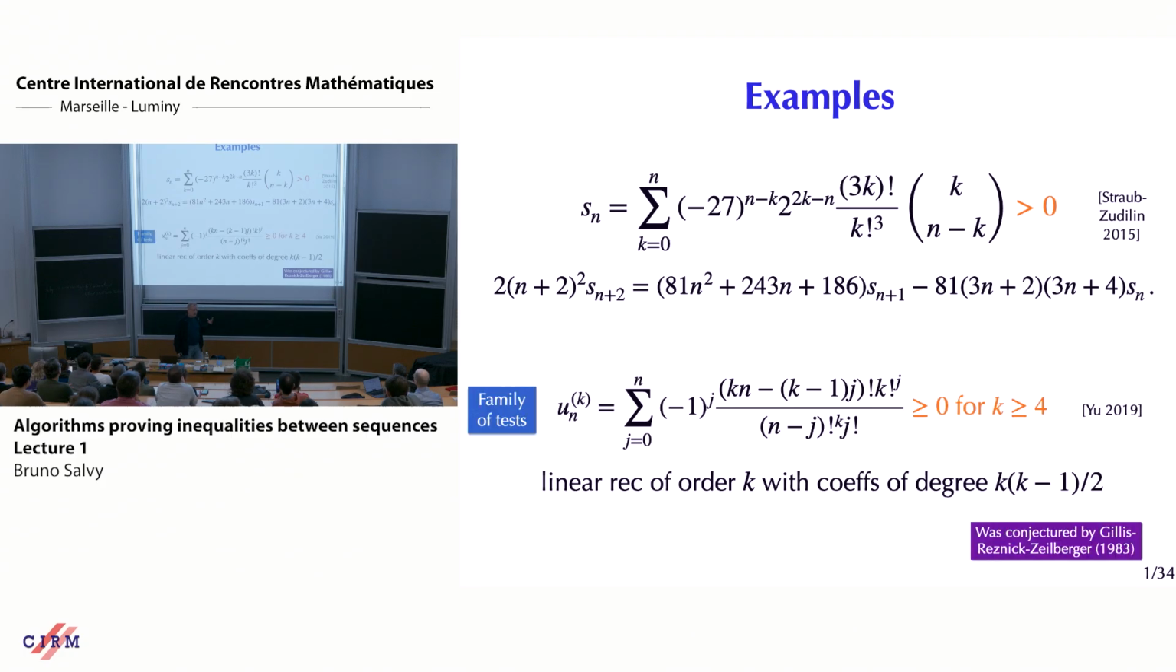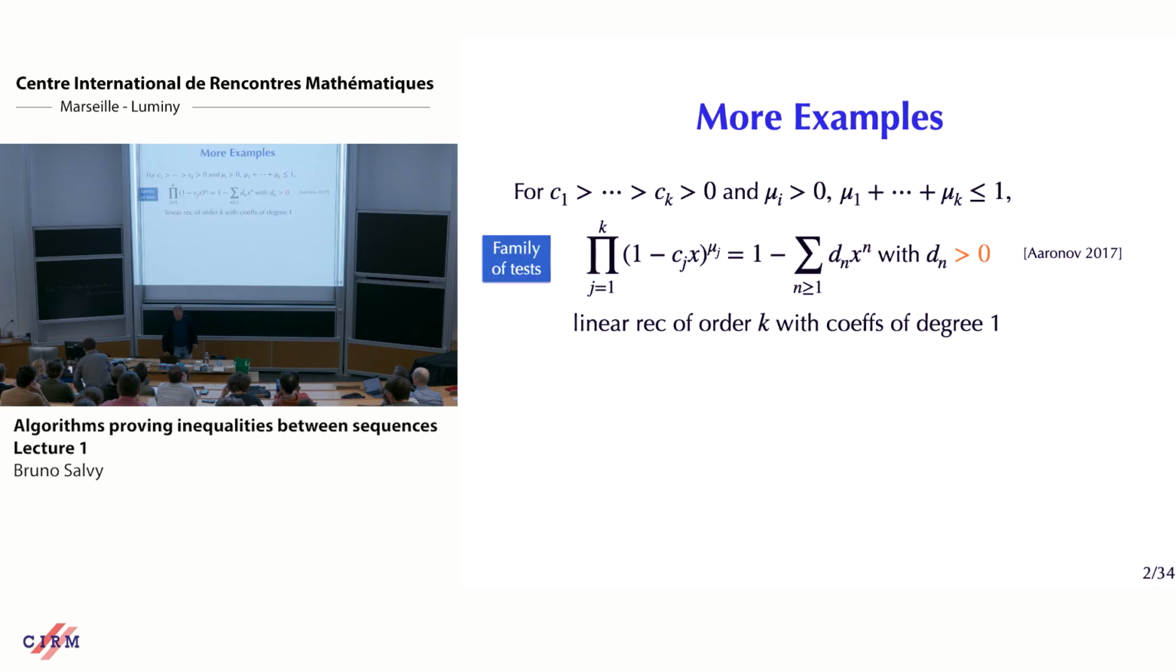Another one, it's actually a family parameterized by an integer k. Again, it's oscillatory. There's this (-1) to the j. And this was first conjectured to be positive for k at least 4, a long time ago. And then there was a proof 6 years ago on arXiv. And again, it's nice for us because it gives a family, so if we have algorithms, we can try to push them as far as we can. And for each k, it turns out that there's a linear recurrence of order k with polynomial coefficients whose degrees grow with k.